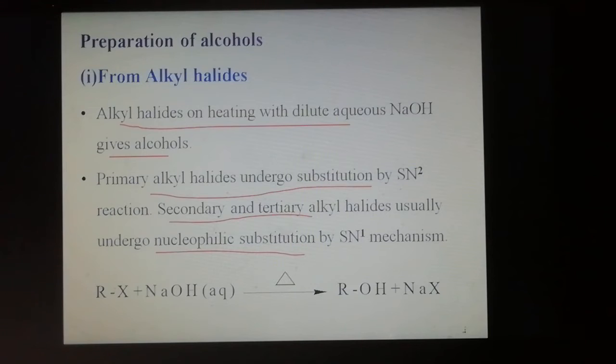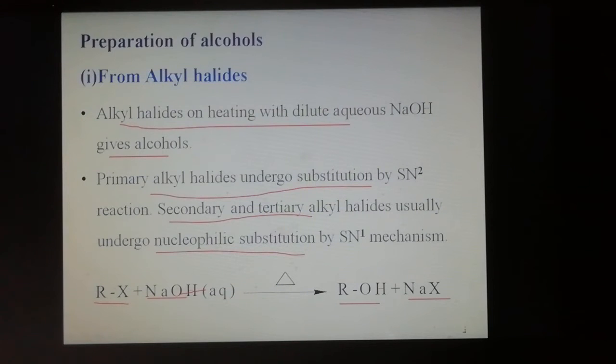So the reaction for this: RX is the general formula for alkyl halide. R denotes any alkyl or aryl group. X denotes halogens: fluorine, chlorine, bromine and iodine. The alkyl halide on heating with dilute aqueous sodium hydroxide gives alcohol, ROH. ROH is the general formula for alcohol, where R is any alkyl or aryl group, plus sodium halide. This is the first method for preparing alcohol.